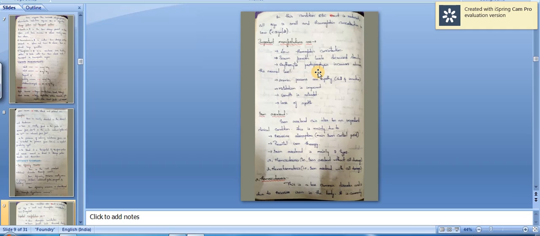Iron overload can also be an important clinical condition. This is mainly due to excessive absorption, that means loss of the main iron control point, or parenteral iron therapy. Iron overload is mainly of two types, hemosiderosis and hemochromatosis. In hemosiderosis, iron is overloaded without cell damage, whereas in hemochromatosis, iron is overloaded with cell damage.